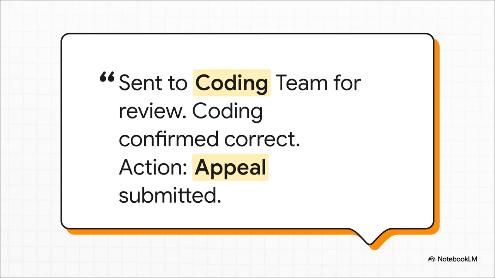And conversely, here's how you document a CO96. Again, start with the date of service and the billed amount. You note that the rep confirmed the provider is not eligible to bill the CPT under the contract. You document that you checked for prior payments, but look closely at the action steps here. Sent to coding team for review. Coding confirmed correct. Action, appeal submitted. Or, if an appeal just isn't an option, that action becomes provider write-off. Notice how the documentation perfectly mirrors the workflow we just talked about. It tells the whole story.